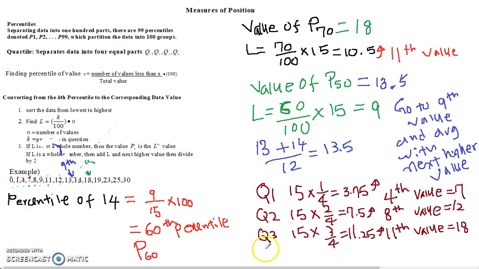And the Q4 is obviously what? 30, right? Because it's going to be our last one. Okay, because you got 15 times 4/4, which is 1. 1 times 15, you get the 15th value, which is 30, right?